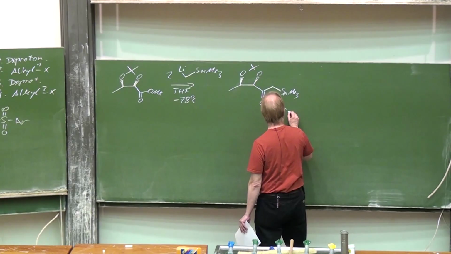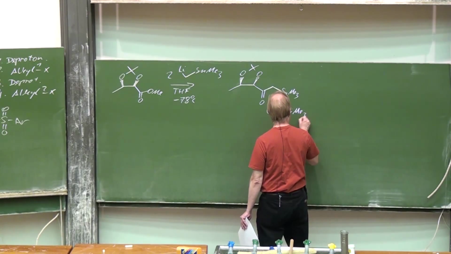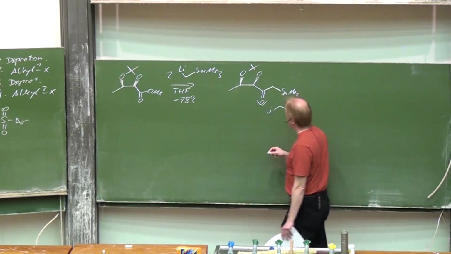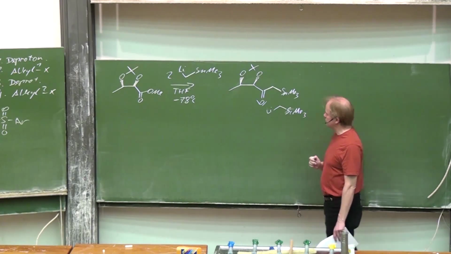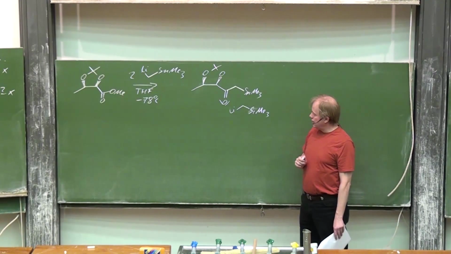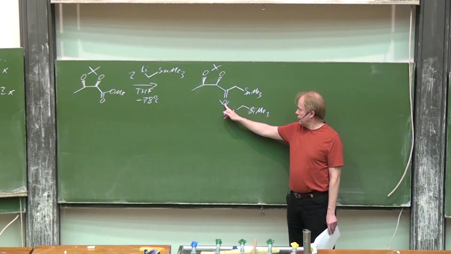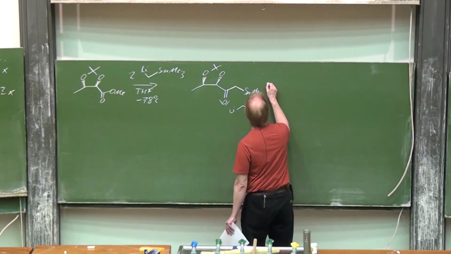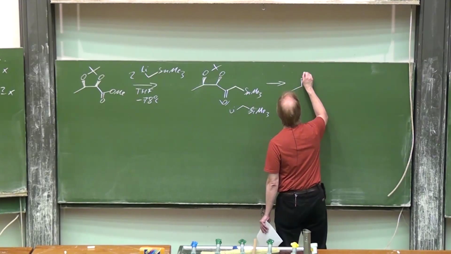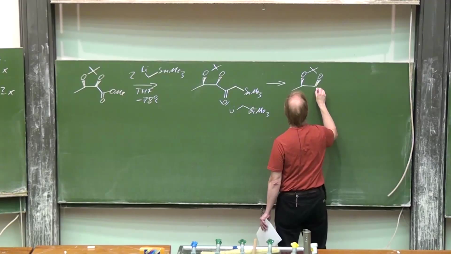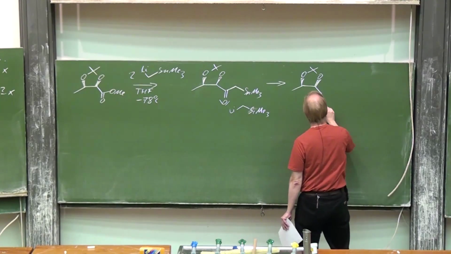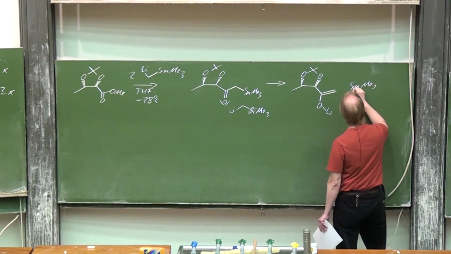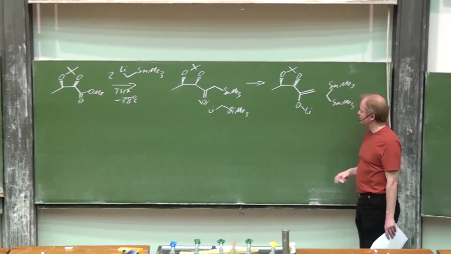The second equivalent coordinates at the carbonyl group, but the nucleophilic center attacks the tin. So what is the result? This enolate.